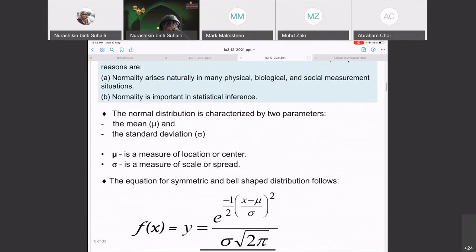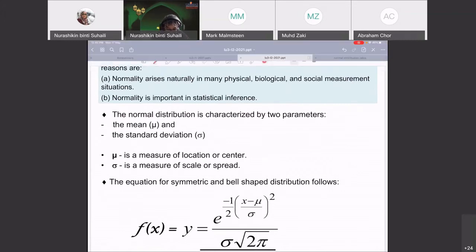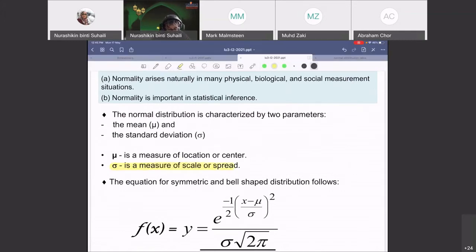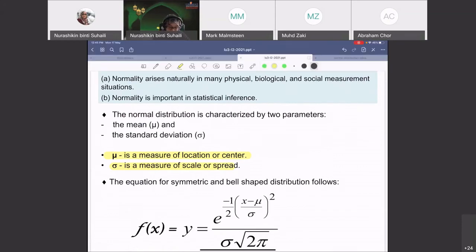I think I've covered this. Two important parameters: mean and standard deviation. I've mentioned this one as well. The mu is the mean, and it determines the peak value. So this is actually referring to the mean. This spread is determined by the standard deviation.